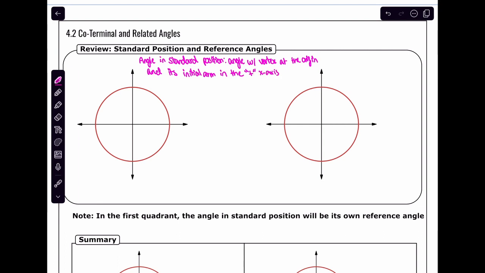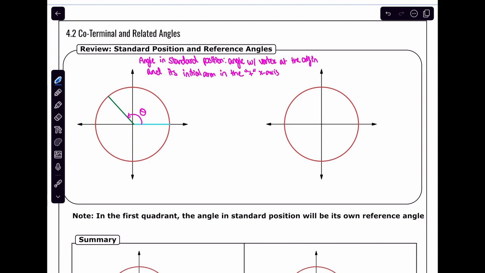So sketching that here, our initial arm is in the positive x-axis. We draw our terminal arm in any quadrant, and by touching the initial arm at the origin here, the vertex of this angle is at the origin. So, drawing the direction arrow, we can denote the angle in standard position here as theta.